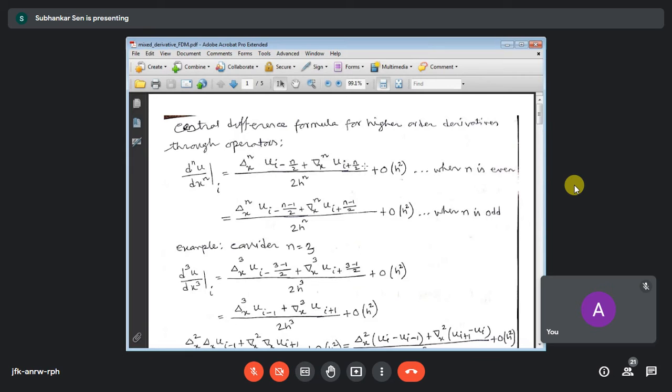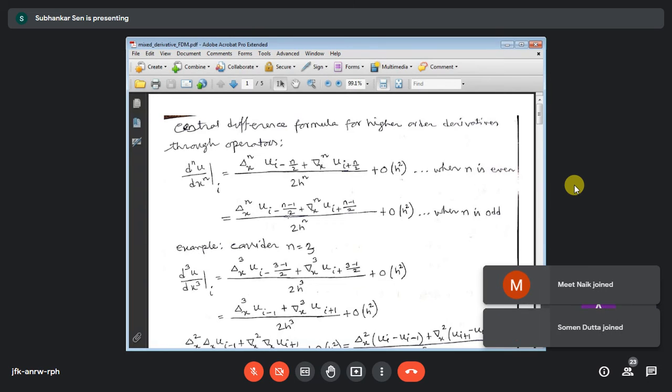And when you are going for n, when the n becomes an odd number, so this n is substituted by n minus 1. Okay, so in the second formula, this n is substituted by n minus 1.